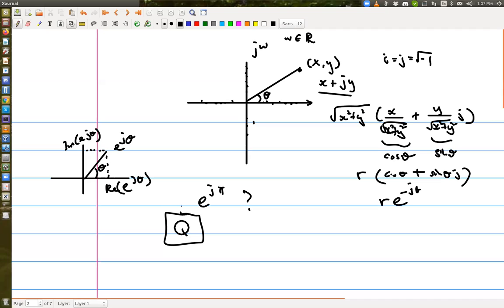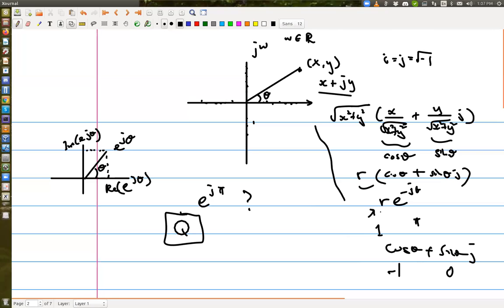Okay, great. I see that you got it. I guess most of you most likely already know that. But if you're just following me, e to the j pi will be, when r is equal to 1, just cosine theta plus sine theta j. If you know some trigonometry, theta is pi, cosine pi is just minus 1, sine pi is equal to 0, so it's just minus 1. Okay, this is a quick review of complex numbers.